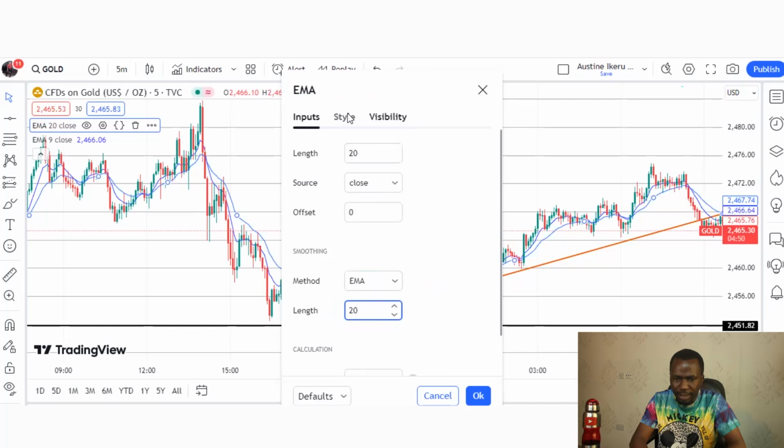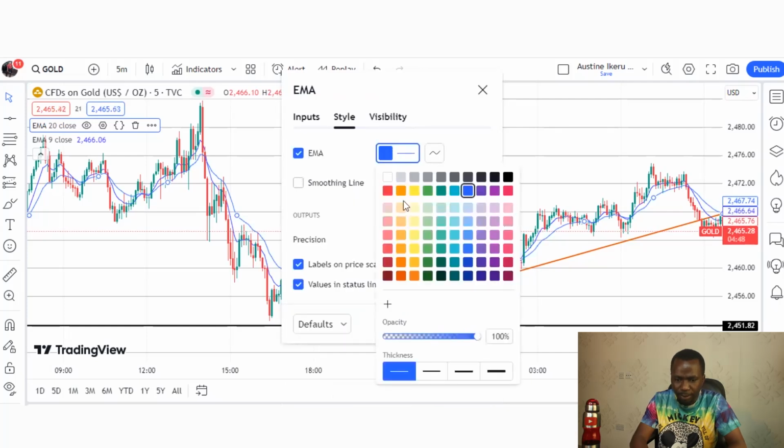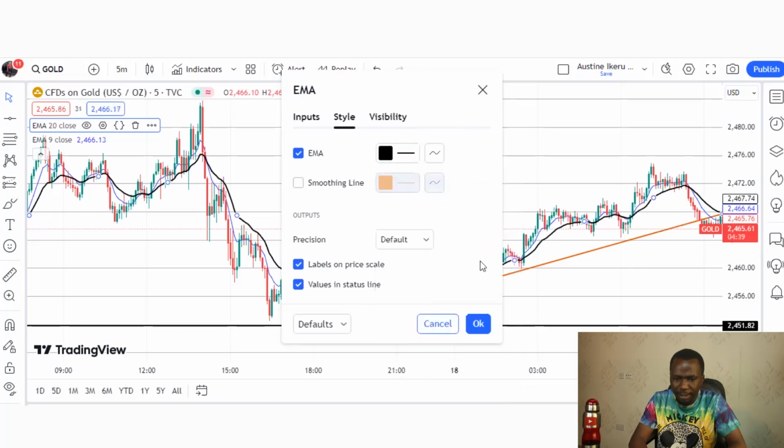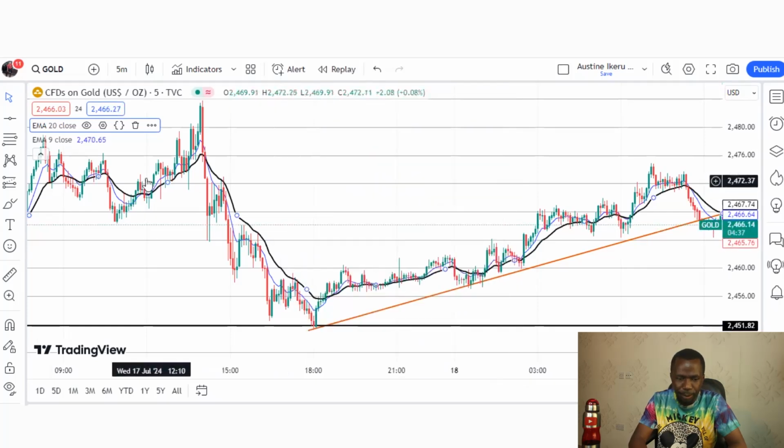Then we can now go to the style and change the color to black. We change the color to black and then increase the thickness. Then after that, we now click OK. So we'll go to the second moving average.